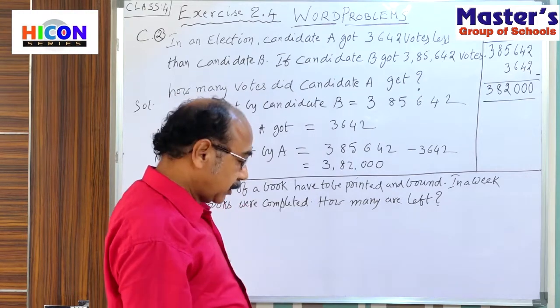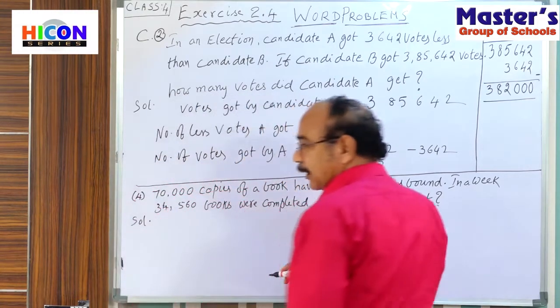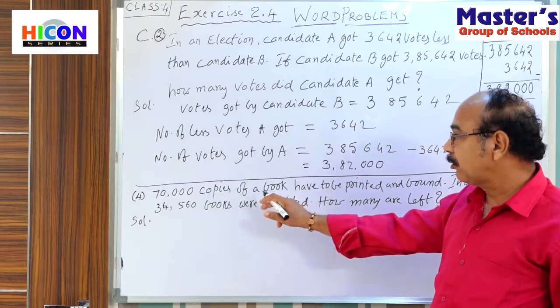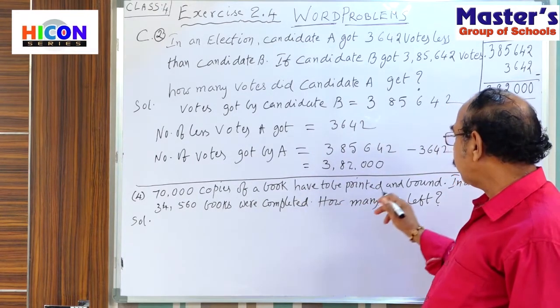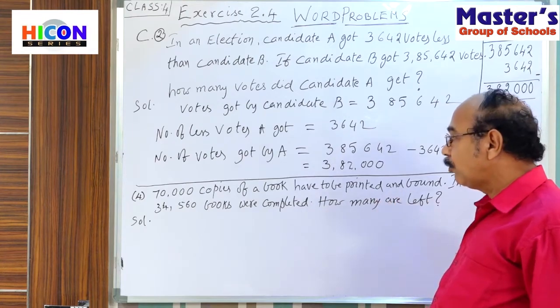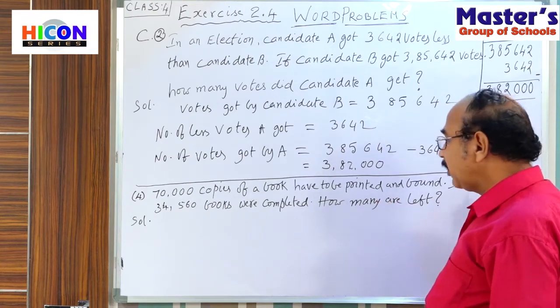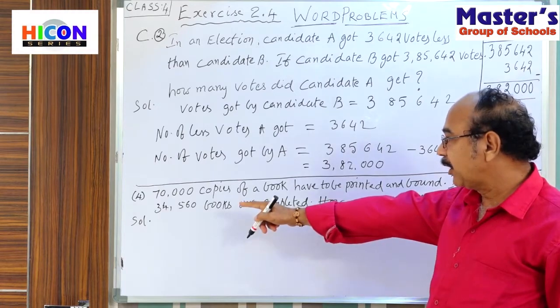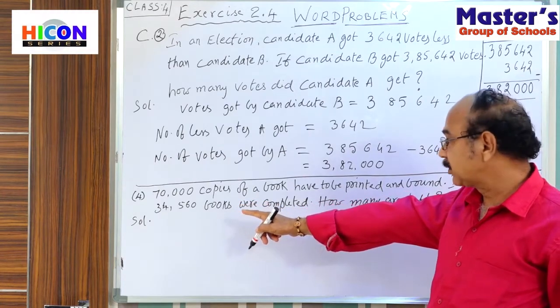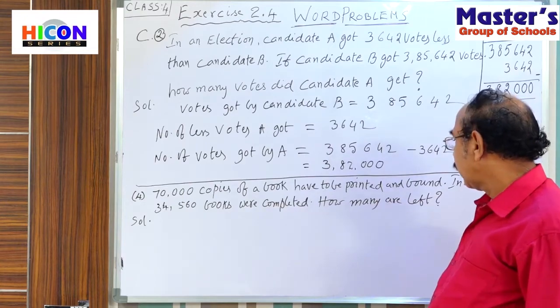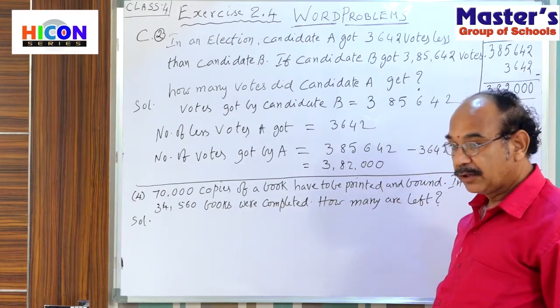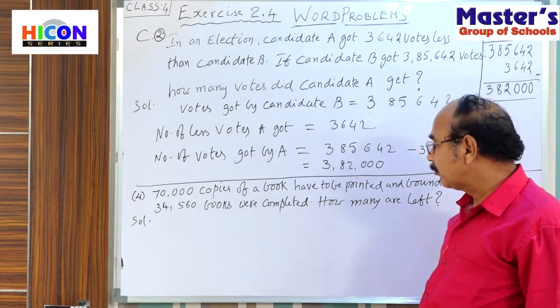Now come to this. What is the fourth problem here? 70,000 copies of a book have to be printed and bound. In a week, 34,560 books were completed. How many are left?